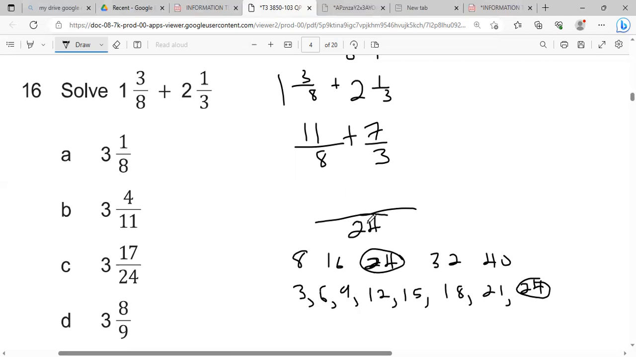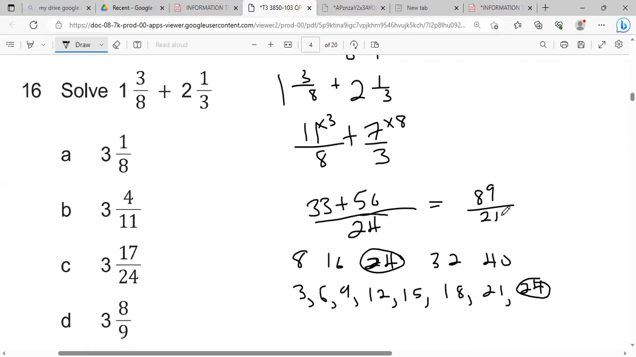8 into this goes 3 times, so we multiply 11 by 3, which gives us 33. Put our plus sign, 3 into 24 goes 8 times, 8 times 7 gives us 56. All we have to do now is just add 6 and 3, 9, 5 and that 8. So that's 89 over 24.